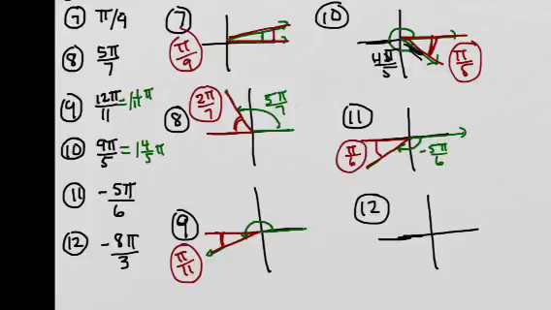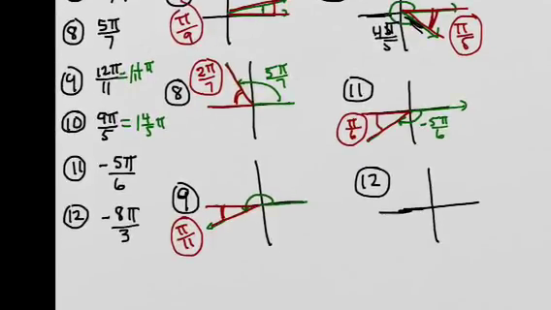Okay, and then number 12, for that one I'm probably going to, let me change it to a mixed number, and let me see if I can move this up a little bit. So negative 8 pi over 3, 3 goes into 8 2 times, so it's negative 2, remainder 2, so that's 2/3 pi. Okay, so here's the initial side. I'm going negative direction, so that's going to be negative pi, negative 2 pi, and then 2/3 of a pi, so that would be about here.